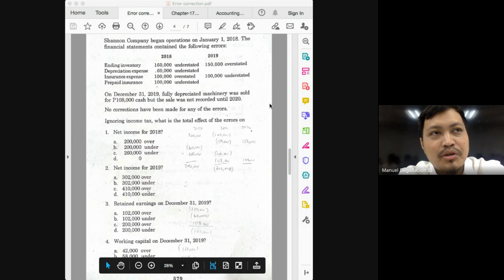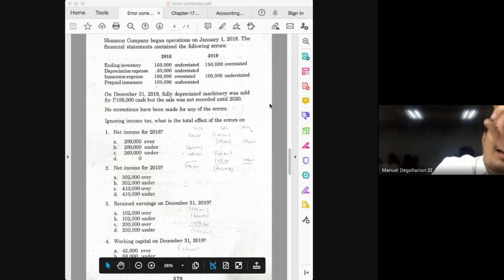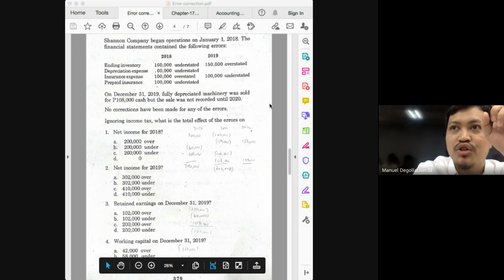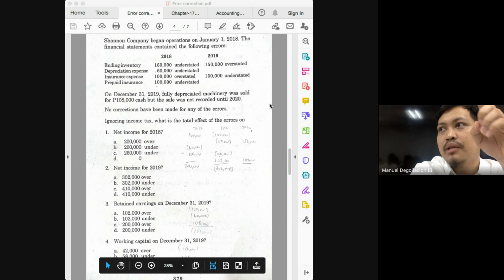Next, depreciation expense is understated. What's the effect? If depreciation expense is understated, that means accumulated depreciation would be understated. If accumulated depreciation is understated, that means the carrying amount of your PPE is overstated. But you're also expected to know that PPE is not part of your current assets.